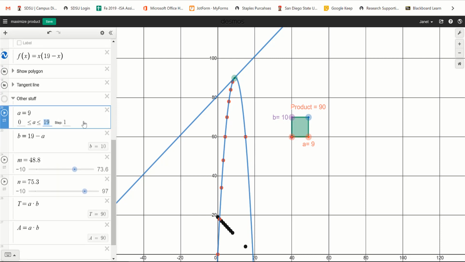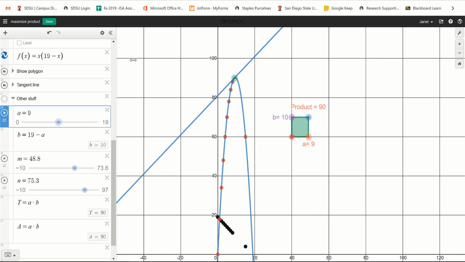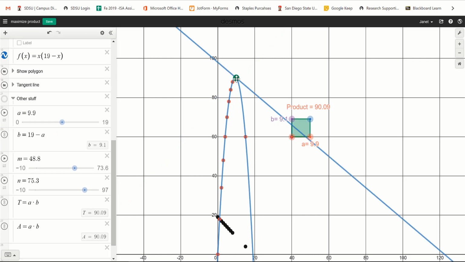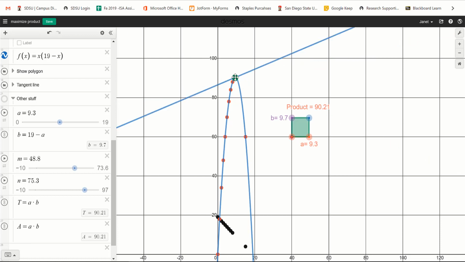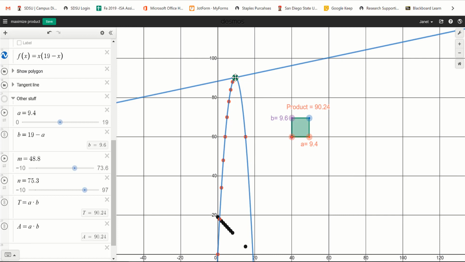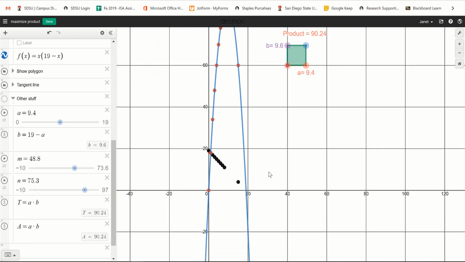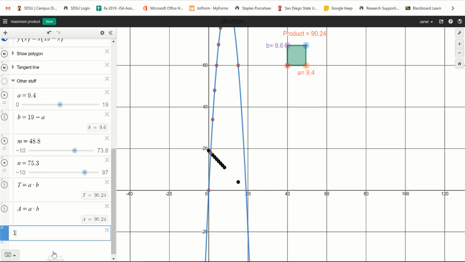So if I change this and take out the step, and I just leave that blank, now we can have a lot closer. So you can have decimal points here, and so you can get a lot closer to figuring out what the actual parabola is. As you probably can figure out, the parabola, because it is a product of two functions, 19 minus x. In fact, we can put that in here, right? 19 minus x, there we go.